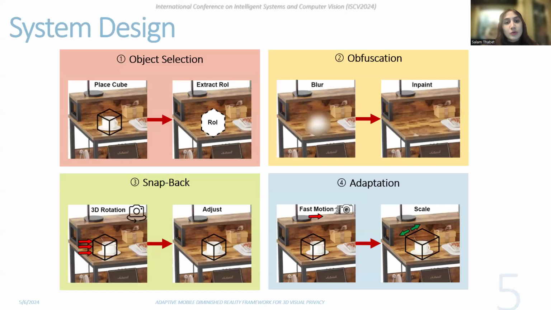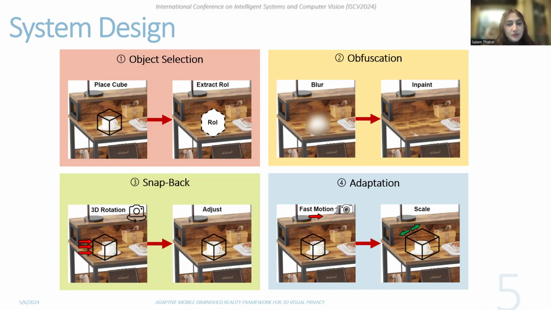Our framework provides the user the ability to select and obfuscate any private object and focuses on preserving 3D visual privacy in a 3D environment where the camera is moving freely. The pipeline of our DR system consists of the following stages. First we have object selection, where the selection criterion is user-defined, and the platform enables the user to place a 3D visual primitive shape, like a cube, that encloses the real-world private object from all sides.